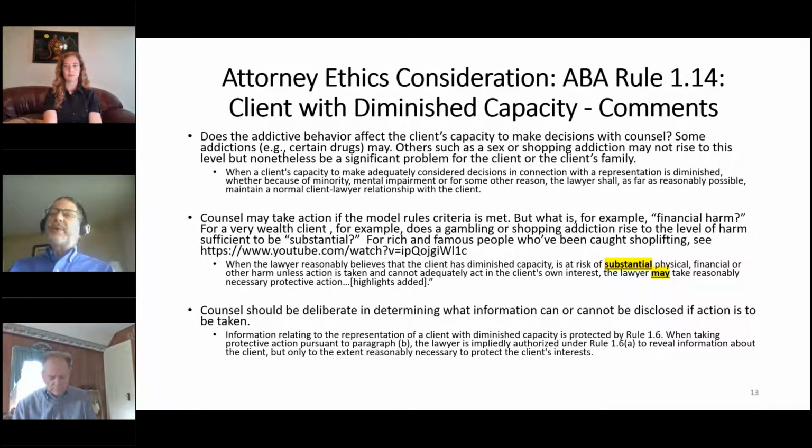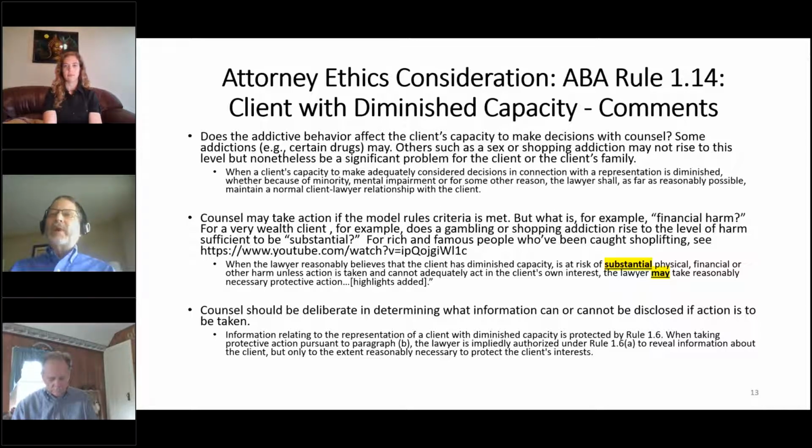But also understand that the client that may have a shopping addiction, for example, may really view that as something that gives them pleasure and their wealth entitles them to do it. It may not make it unharmful, but it may not cause substantial financial harm. So you get into a lot of very gray, uncertain areas in trying to even interpret what this is. And obviously we need to act cautiously.